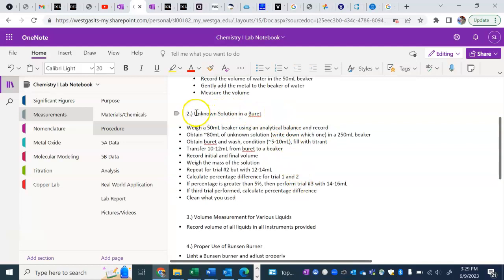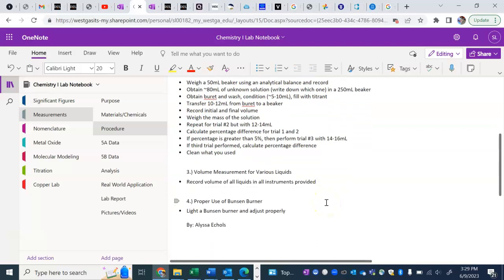Necessary information. And then same thing, part two, this is what I'm doing for the burette. There are all the steps for that. Part three, record all the liquids and all the instruments that were provided. That was your A, B, C, and D, and the Bunsen burner, which we did not do in class today. I did that for a reason.